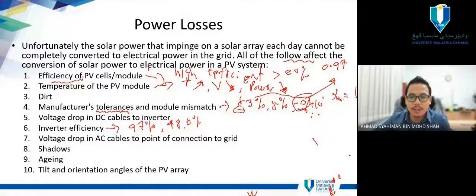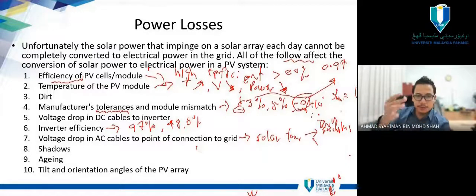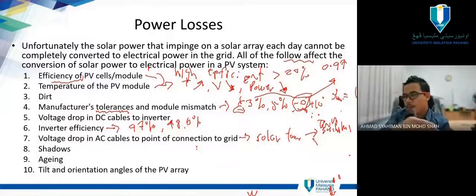Okay, this is usually, for example, a solar farm to the nearest PMU substation, TNB. So that one is sometimes several kilometers. Okay, that's for the AC part. The DC part is the cable from the PV modules to the inverter, the cable in between, which is DC.